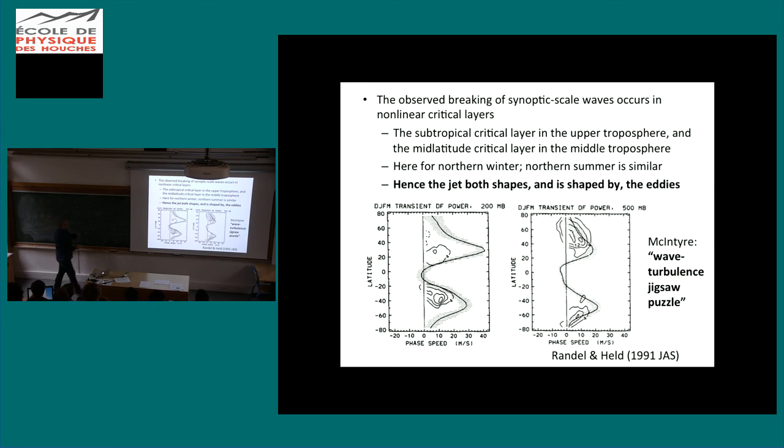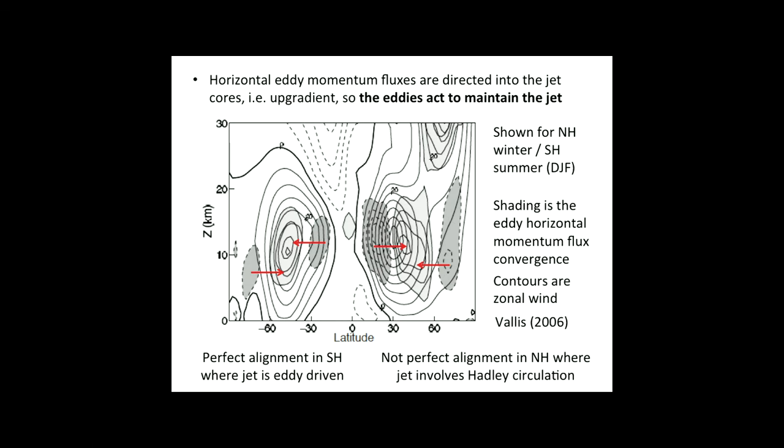So McIntyre had this phrase called the wave turbulence jigsaw puzzle, that we have a mixture of waves and turbulence, and they somehow fit all together, but we have to look at the combined problem. And I think, okay, maybe this is my final slide.